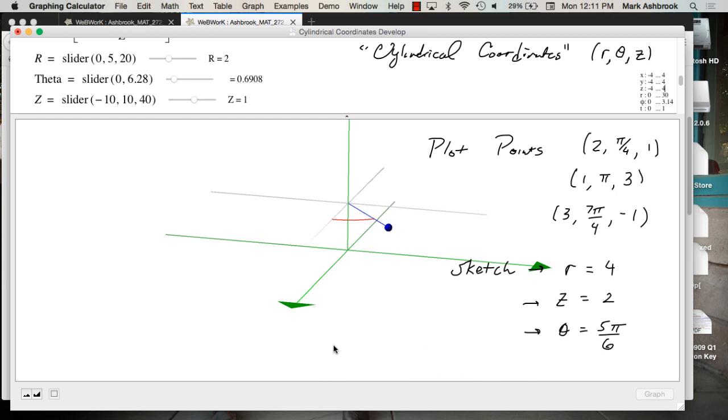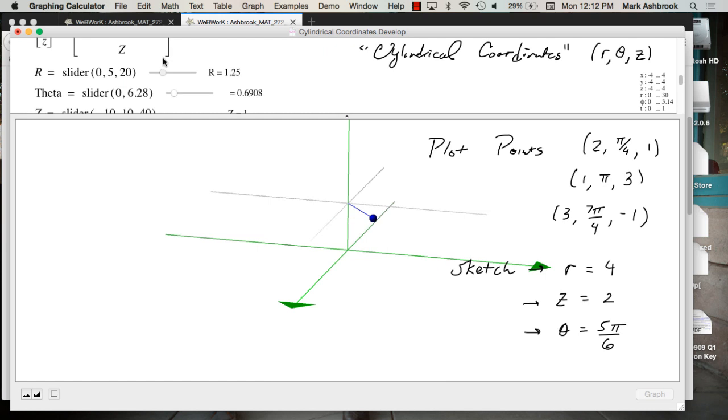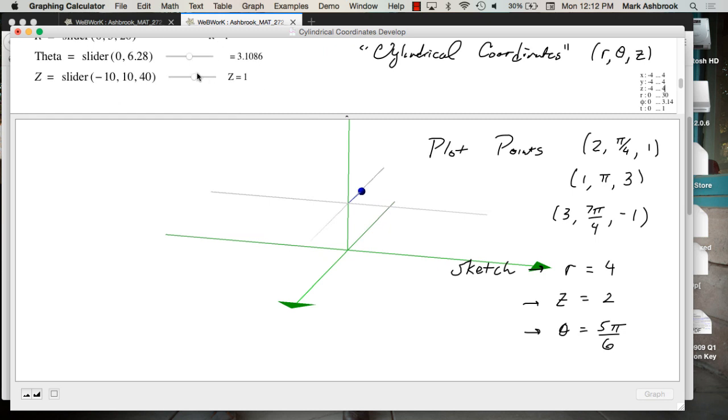All right, here's the first one. R equals 2, so this distance here is 2. This is our angle pi over 4, so we're in the first octant and we're up 1. Make sense? All right, what's the next one? R equals 1. And then theta equals pi. So we're back over there. And then we're up higher. Z equals 3. So we're up higher. So that's that one.